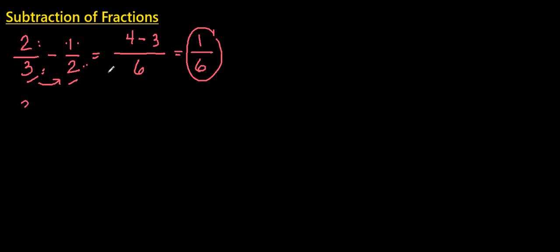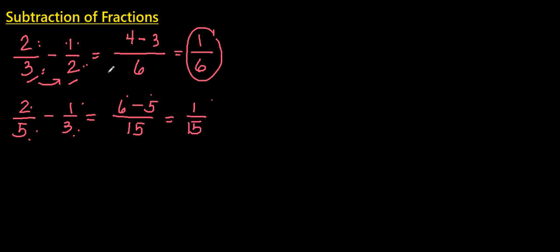Let's try another example. 2 over 5 minus 1 over 3. So same method, multiply 5 times 3, 15. Cross multiply, 3 times 2 is 6, minus 5 times 1 is 5. So 6 minus 5 is 1 over 15. So this is the final answer.